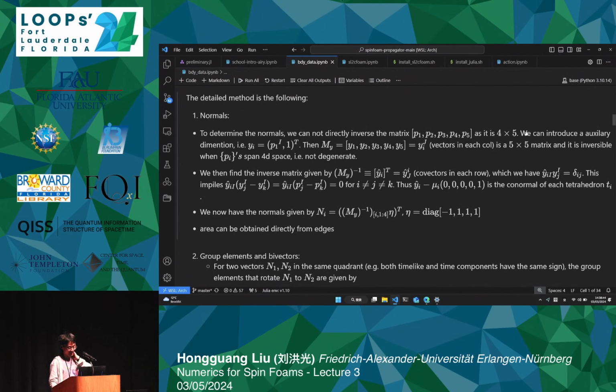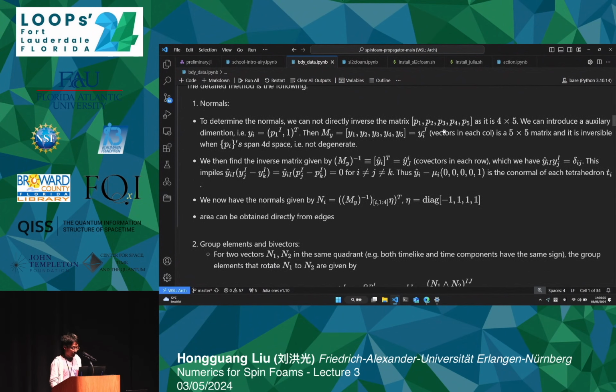But there is a good way: we introduce an auxiliary dimension. Instead of 4x5, we form a 5 cross 5 matrix by adding 1 to the last row. You can show that it is invertible if these P's are linearly independent, so basically they span the 4D space instead of a 3D subspace. When it's not degenerate, this M matrix, where we add a row of 1s to the original points, has an inverse. And now we find the inverse.